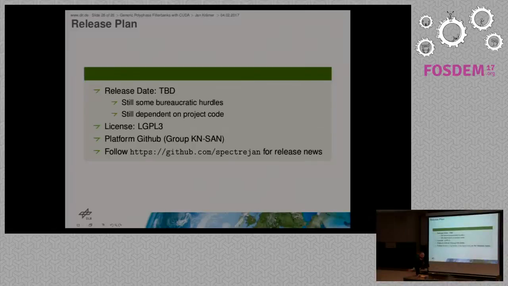So it's still not released. We still have some bureaucratic hurdles inside DLR because we do not have a formal way to do it. It's also still dependent on some project code, and I want to get rid of these dependencies. But I can tell you the license. So we decided it will be LGPL3, and it will be on GitHub, probably in a group KNSAN, which is our department, Communication, Navigation, Satellite Networks. If you want some news on when it's released, probably it's best to check my GitHub, because I don't think that there will be a German Aerospace Center news about that.